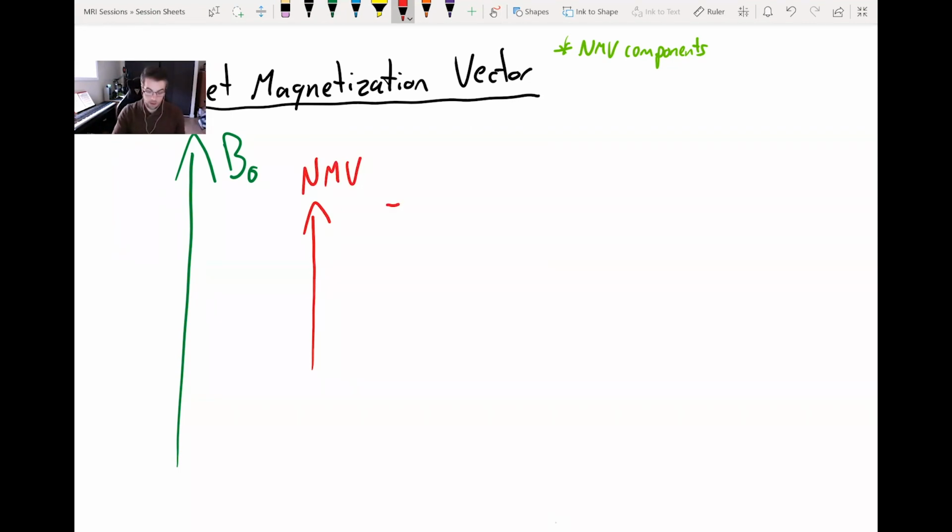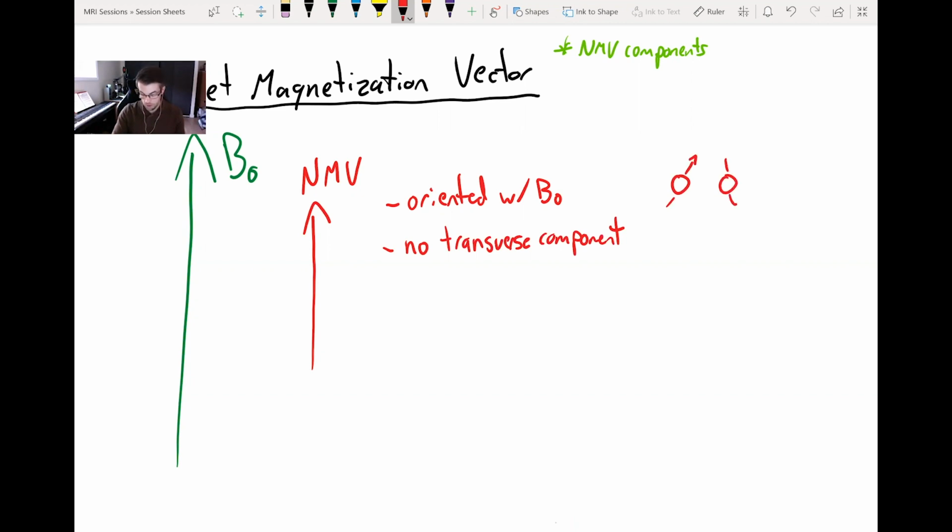We've already talked about how it is oriented upwards, or with the B0 field. We've talked about how there's no transverse component. And we've talked about how we know the precession frequency of our different hydrogen atoms, which I'll draw over here. It's a bit of a rehash, but we're getting somewhere, I promise.